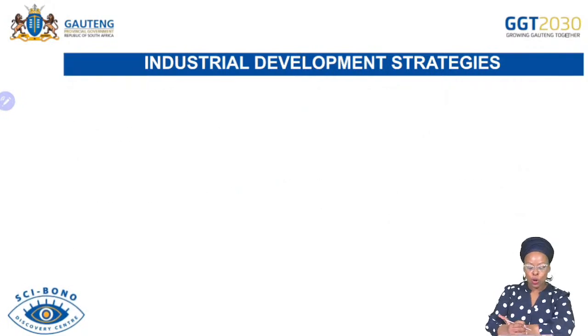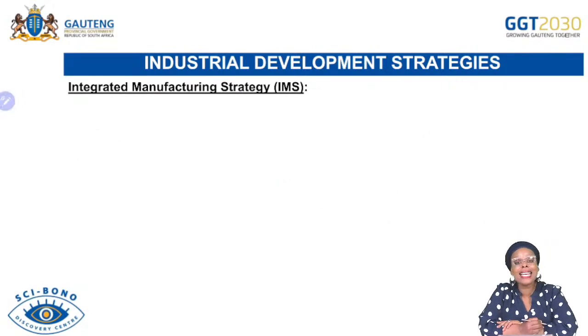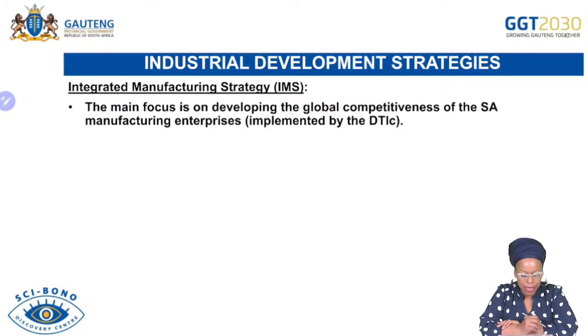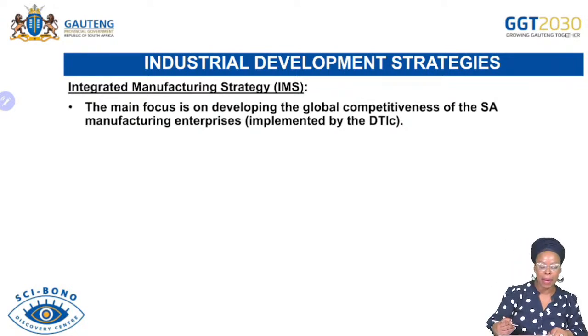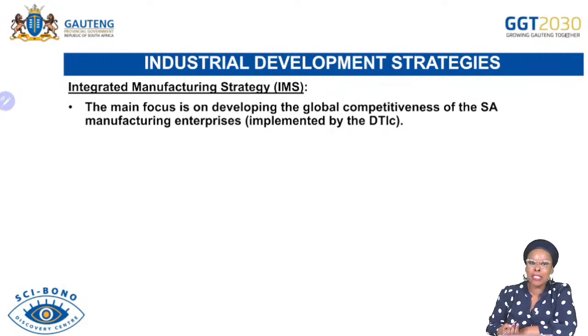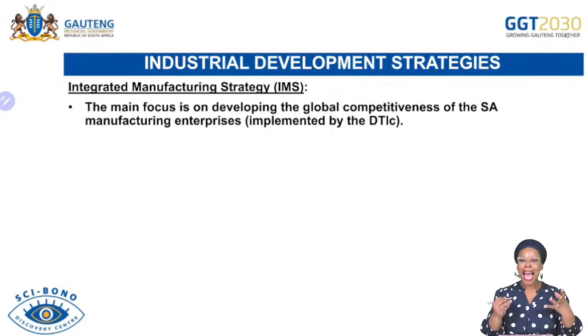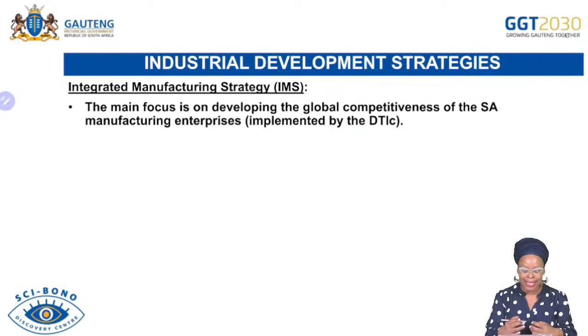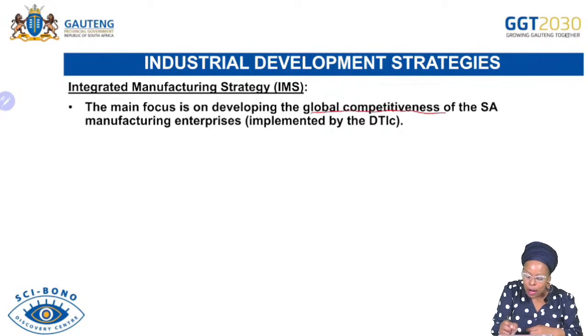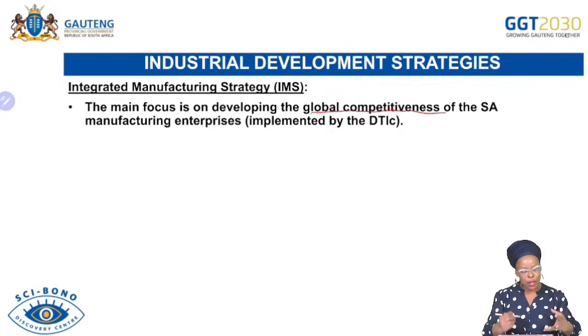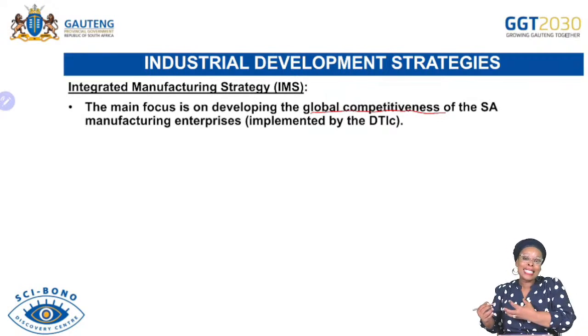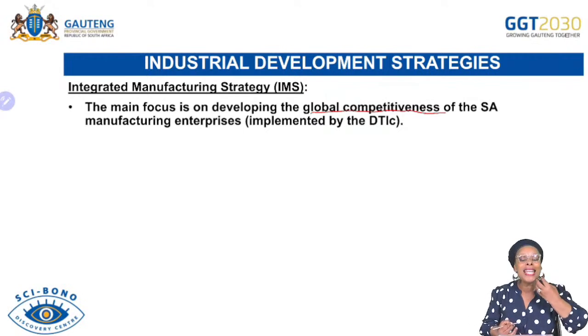Then let us look at the IMS, the Integrated Manufacturing Strategy. So don't make that mistake that I made, because you won't get your marks. So if you are expected to explain what IMS is, please mention that the main focus is on developing global competitiveness of South African manufacturing enterprises. So these industries that we want to be established in South Africa, they should be able to compete globally.